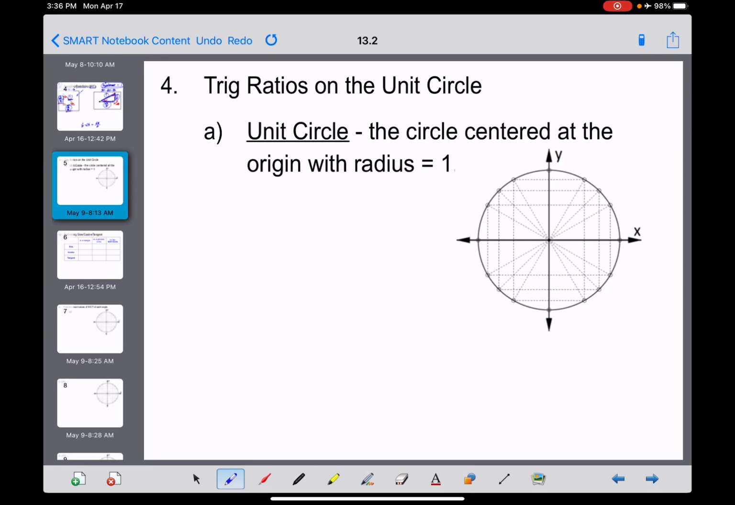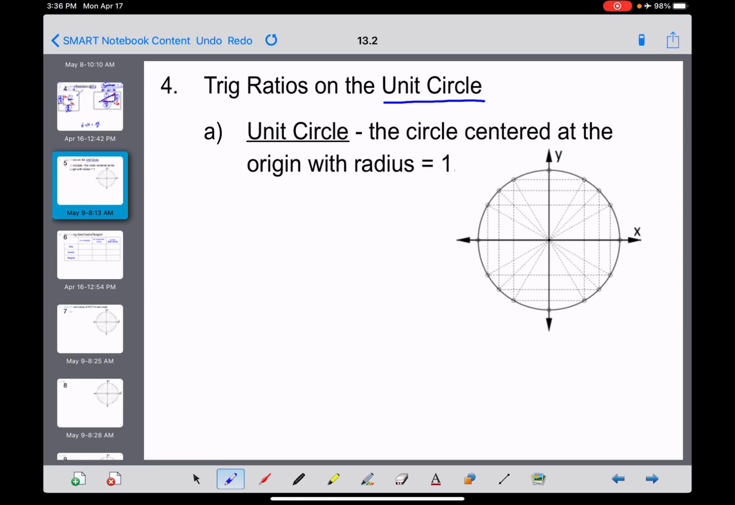All right, guys, on to the really fun stuff in this section right here. Trigonometric ratios on the unit circle. So let's begin, before we get too complicated, with defining what we mean by this phrase right here, unit circle. And that's this definition written for you right here.